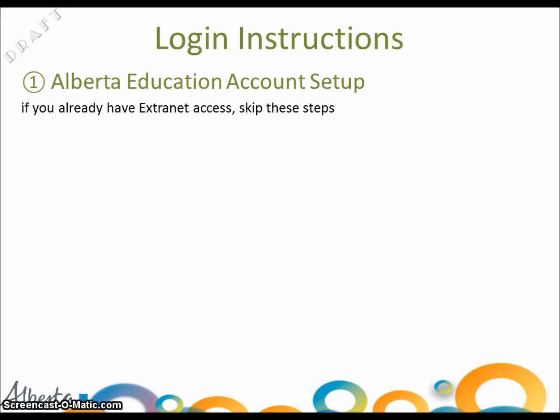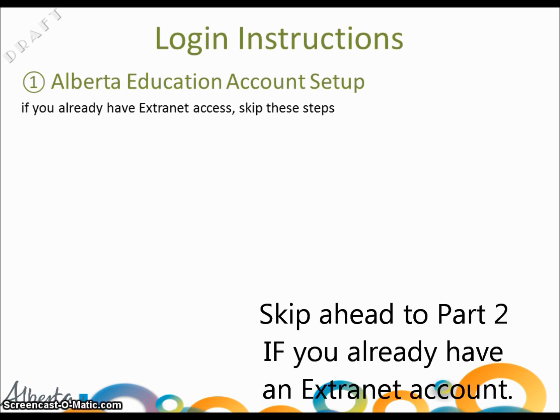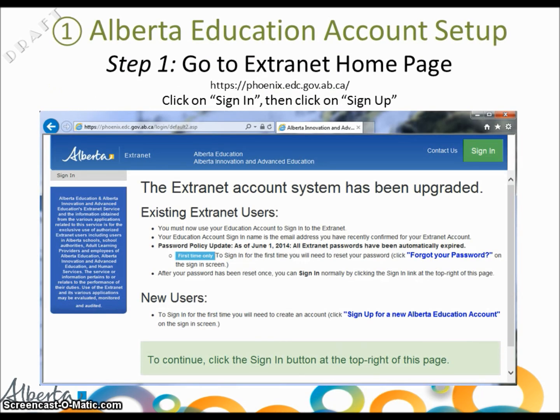Step number 1 is to create an Alberta education account. If you already have extranet access, you can go ahead and skip these steps. Start by going to the extranet homepage. It's https, so please note there's an S there, //phoenix.edc.gov.ab.ca. If this screen doesn't come up, make sure that you have not mistyped anything.